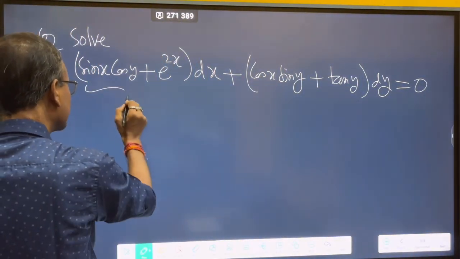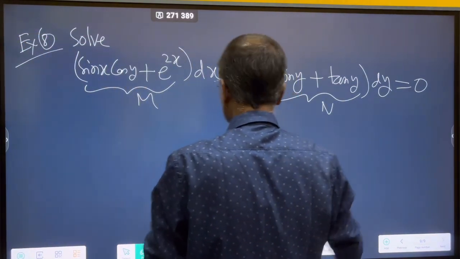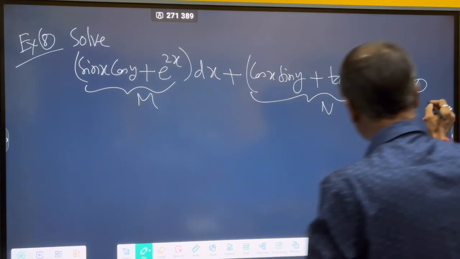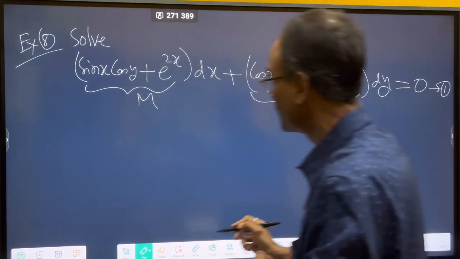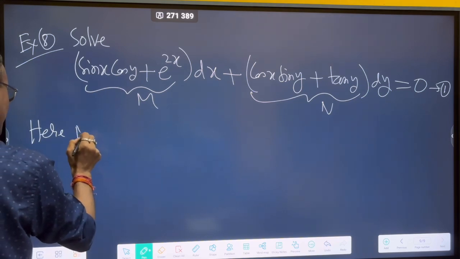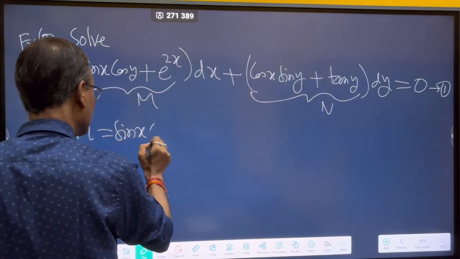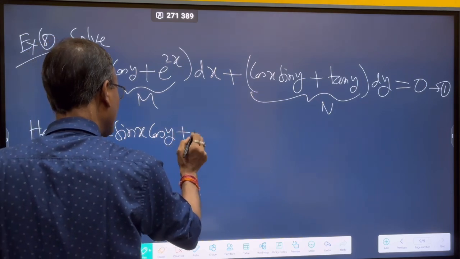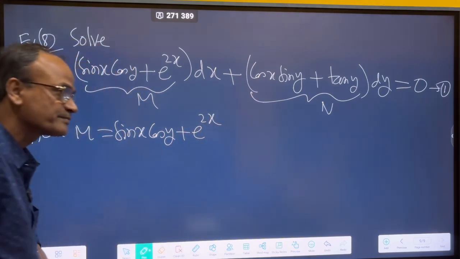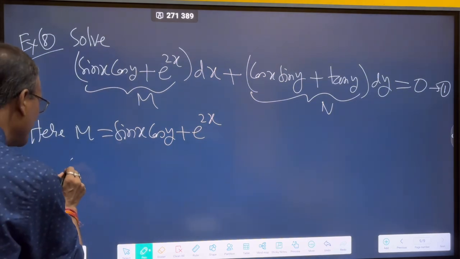Here M is equal to this, and N is this. Suppose this is equation number 1. Here M is a function of x and y. So M is equal to sin x cos y plus e to the power 2x. Now del M by del y.